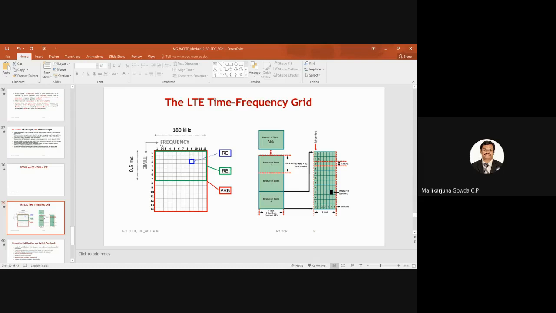Then I said, in case of OFDMA, what is the subcarrier frequency? Is it possible for any one of you to say what the value of the subcarrier frequency is? Yes, subcarrier frequency.